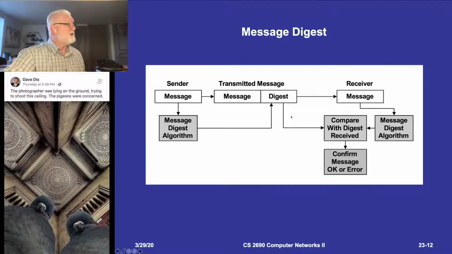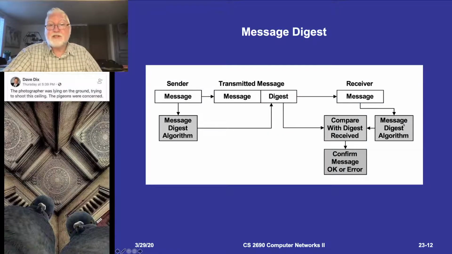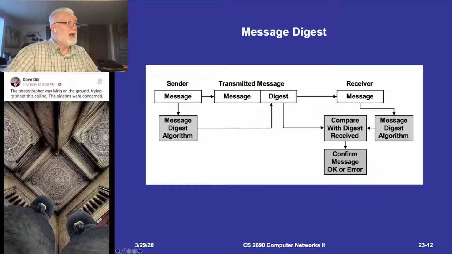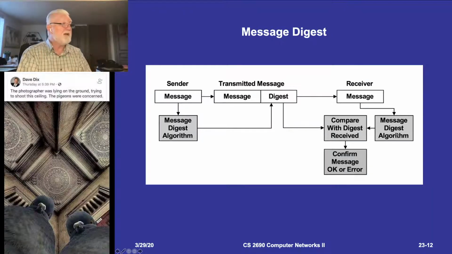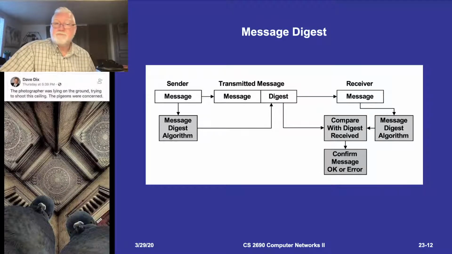So what happens is, we take the message and we apply a message digest algorithm. Essentially, it's like a hash function, a hash based on the message. Then you append the hash to the message and send it. When it gets received, the digest is peeled off, the message is peeled off. The very same message digest algorithm is applied to the original message, and then the two digests are compared to each other. If they're the same, then the message is okay. The message was not mangled in transit.